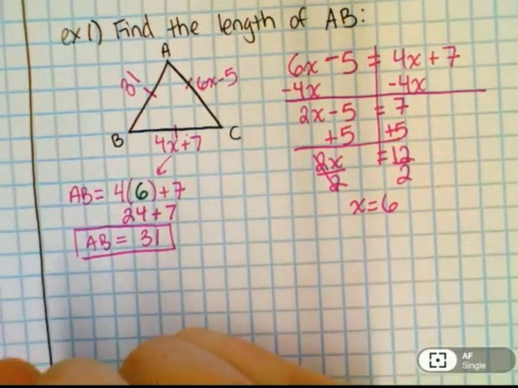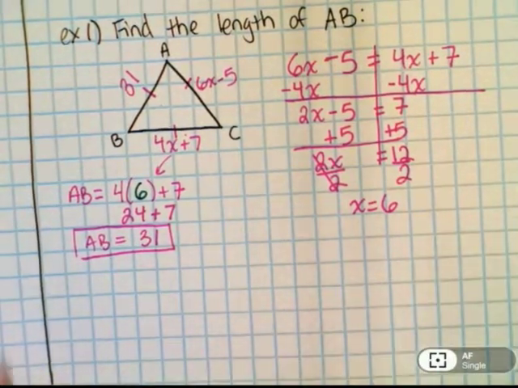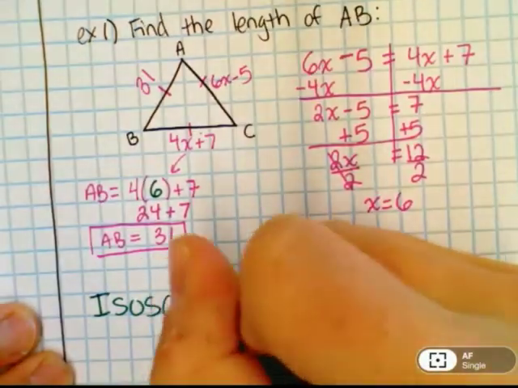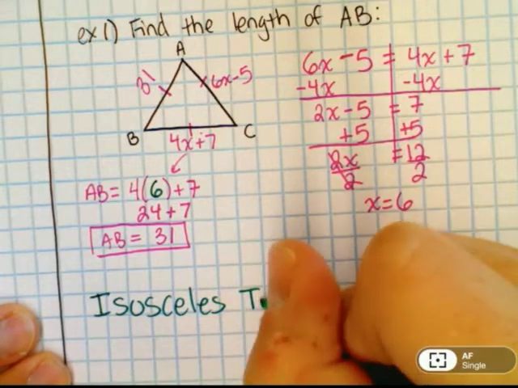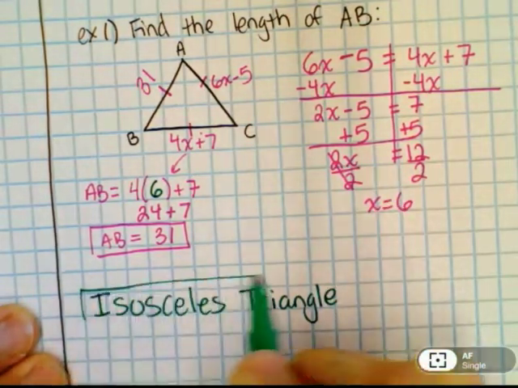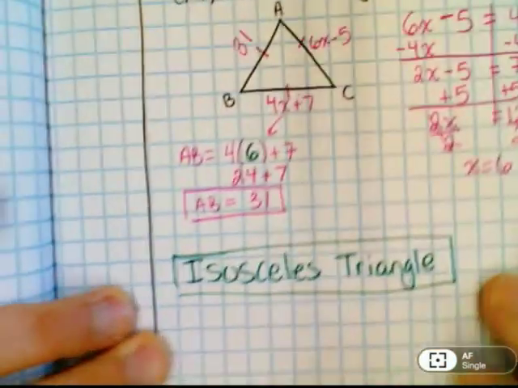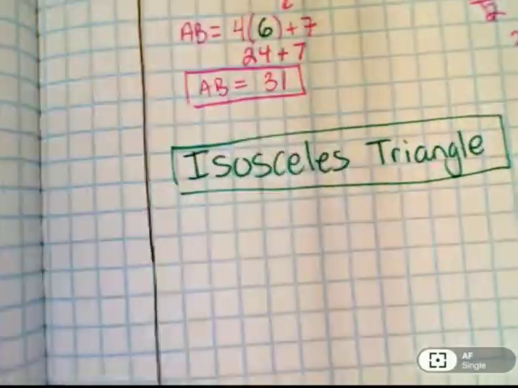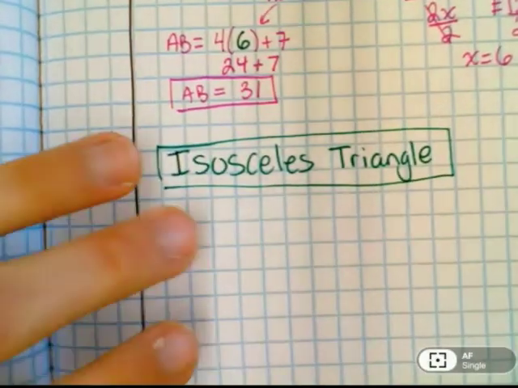The next kind of triangle we're going to talk about is an isosceles triangle. Isosceles triangles are really important. They come up a lot. We're going to sketch an isosceles triangle, and then we'll talk about the various properties of it.